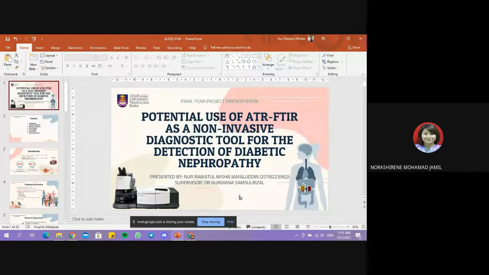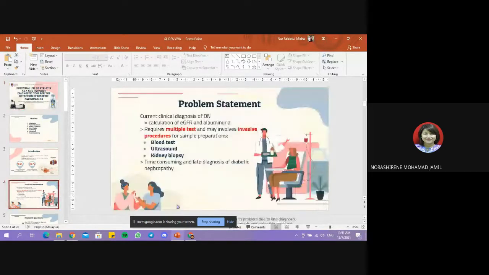Rabiatul, just one quick question out of curiosity. What is the current alternative method used other than ATR-FTIR? If you are not using ATR-FTIR, what are the samples, and what are the methods or machinery that are used to test and diagnose the disease as well?